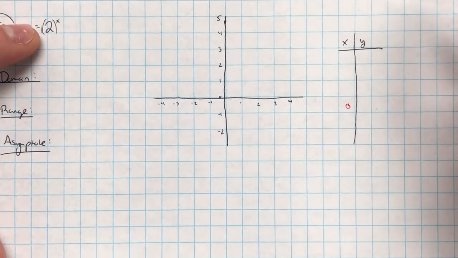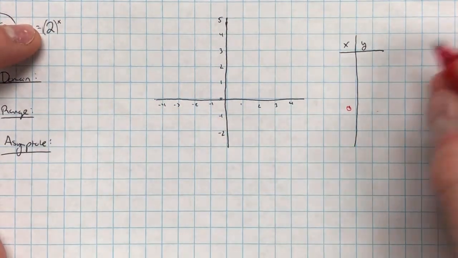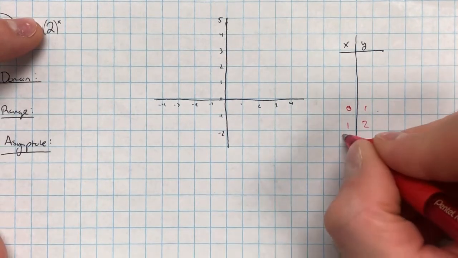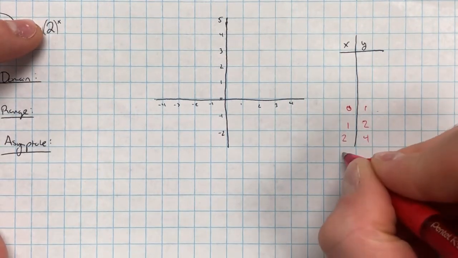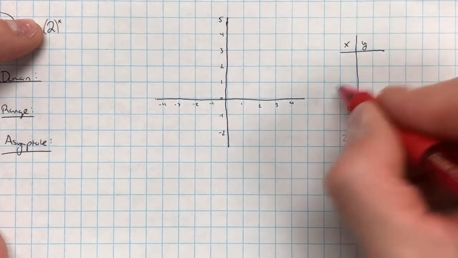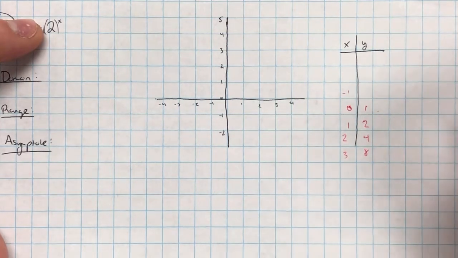Let's see. 2 to the 0th power is 1. I could plug in a 1. 2 to the first power is 2. I could plug in a 2. 2 squared is 4. 2 to the third power is 8. I could plug in a -1 and try and work this algebraically.